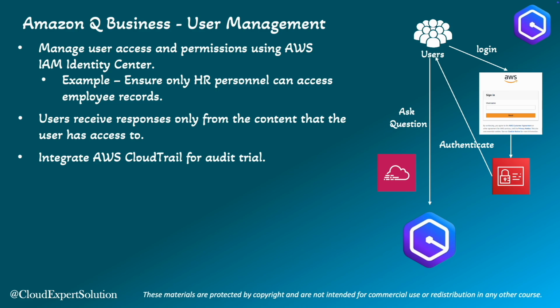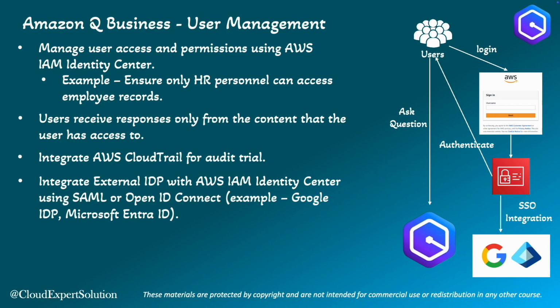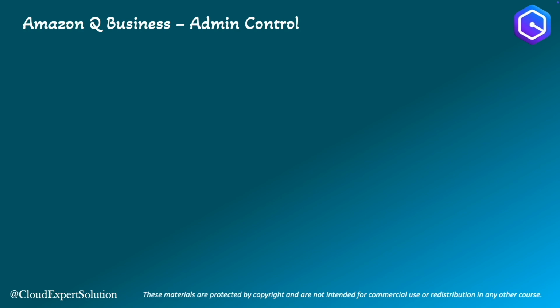Amazon Q Business also supports integration with external IdPs or identity providers such as Google, Microsoft Entra ID, Facebook, Twitter, and so on. Using IAM federated login, you can integrate external IdPs with SAML or OpenID Connect based SSO integration. If you utilize IAM federated authentication, users can use their existing credentials to access Amazon Q Business. Next, we will review Amazon Q Business Admin Control. Admin Control is for guardrails.